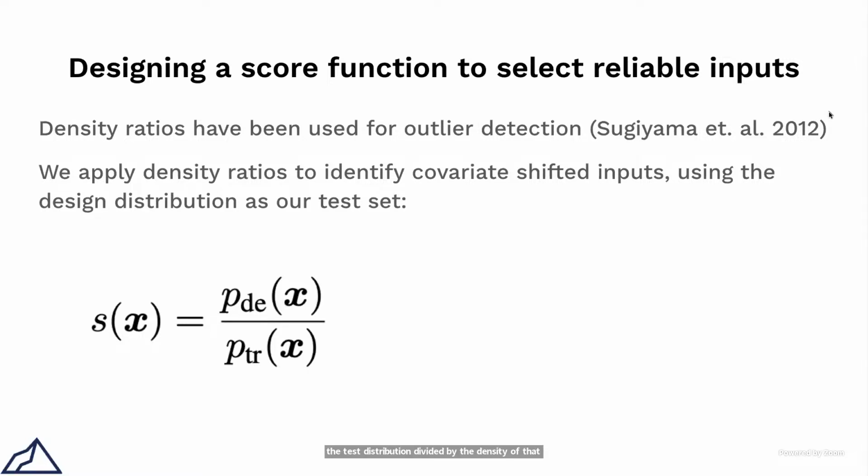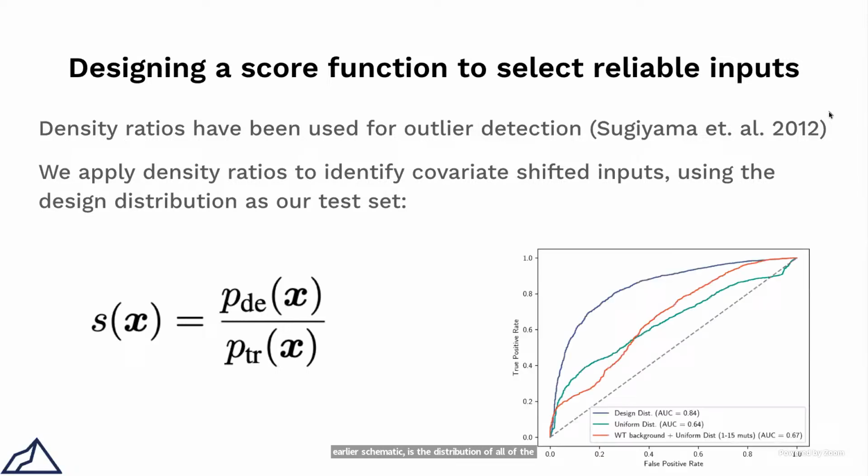But in the case of design, it's not obvious what a test set might be. So one of our key innovations is to use a design distribution as the test set. And that design distribution, if you recall from my earlier schematic, is the distribution of all of the candidate sequences that we designed from an ensemble of methods.